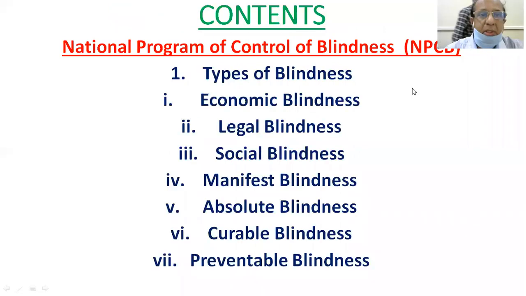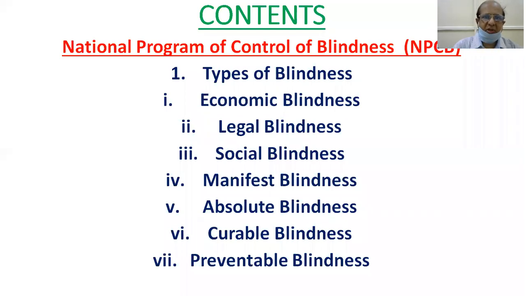Once again, we are coming to our community medicine lectures regarding the National Program of Control of Blindness and also IDD, Iodine Deficiency Disorders. You know very well the definitions of blindness and also iodine deficiency disorder. Now let us start with the National Program for Control of Blindness. Actually, there are a lot of definitions. Important definitions I have already given you. Just go through them and I will also explain one by one.